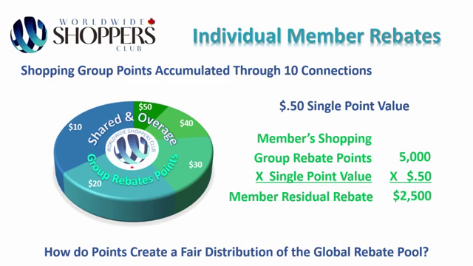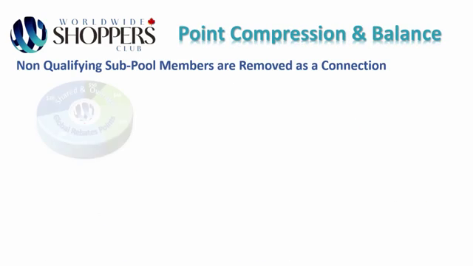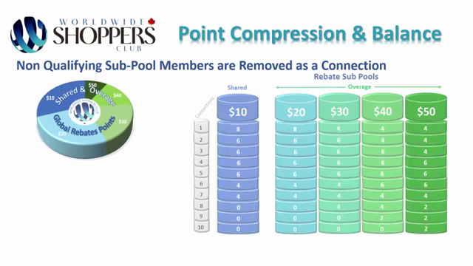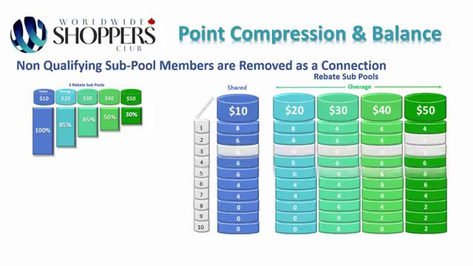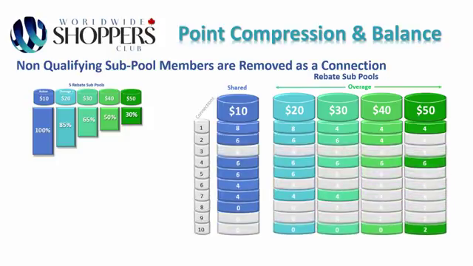So now the question is, how do points create a fair distribution for the global rebate pool? To look at that, we need to consider point compression and balance. So the very first thing we want to do is compression, and that's removing the non-qualifying members as a direct connection. As we've talked many times, not every member is going to be generating rebates in every subpool. So there's going to be a lot of people who just don't qualify in the various subpools. So what we want to do is compress those.